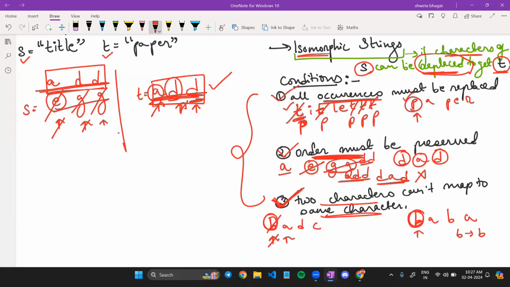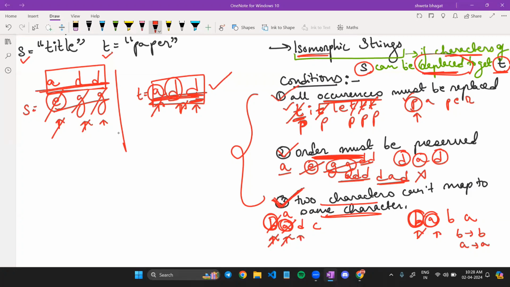Now we'll move forward, okay? So we'll see that we have A over here in string T and we have A over here in string S as well. So what we have to do is replace this A with A only, correct? So we have replaced A with A only, that is, A got mapped to A only, correct? What does this mapping represent? This mapping represents which character got replaced by which character, correct? That is, we replace this A with A only. That's why we are mapping A to A, correct?